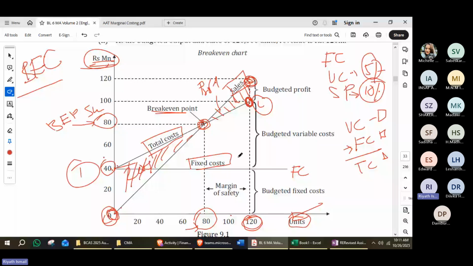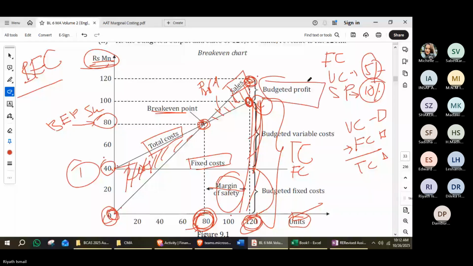If 120 is actual sales, and we already found 80 is the break-even point, the difference is the margin of safety. And this is budgeted fixed cost. This is budgeted variable cost. Budgeted variable cost plus fixed cost equals total cost. The area is total cost. And this is total revenue. Total revenue minus total cost equals budgeted profit. So this is called the break-even chart.